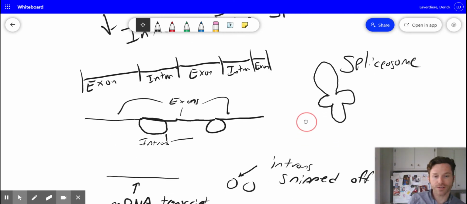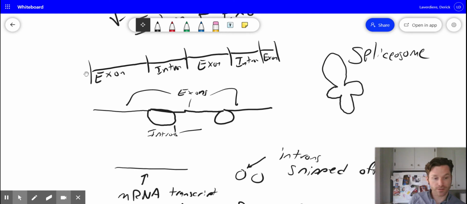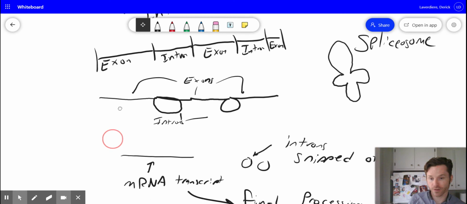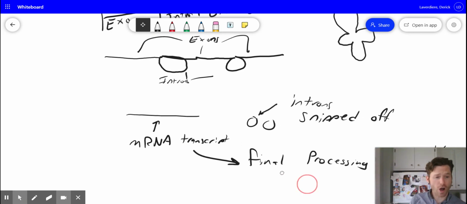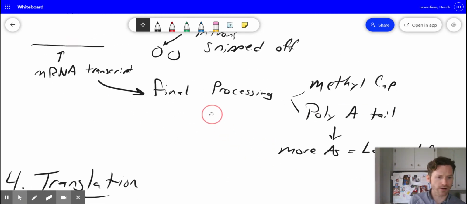And so the way this works is the spliceosome runs down this transcript. Right? When it gets to an intron part, it loops it up, and then it cuts it off. And it gets to the next intron part, loops it up, and then cuts it off. So you have this strand of mRNA, and then you have the introns that were cut out as little loops. Okay? So after the splicing occurs, we now have our mRNA transcript, and it's almost a full-blown mRNA. It just needs a little bit more processing.